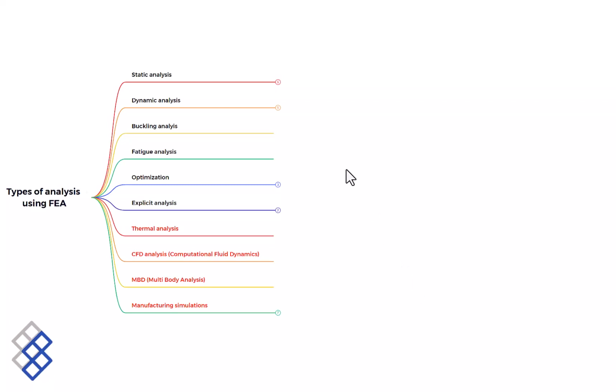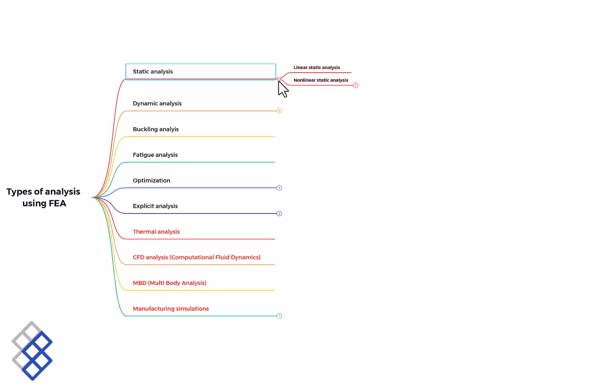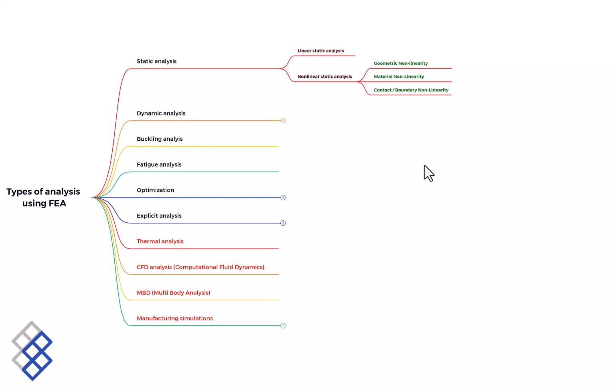Let me have a detailed look at what static analysis is and what the different types of static analysis are. If we go for static analysis, we have two types: linear static analysis and non-linear static analysis. And within non-linear static analysis we have three types: geometric nonlinearity, material nonlinearity, and contact or boundary nonlinearity. These are the three types of nonlinearities which can be performed using nonlinear static analysis.